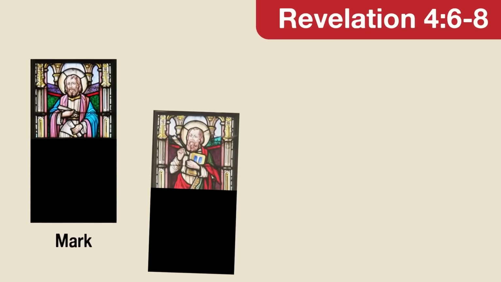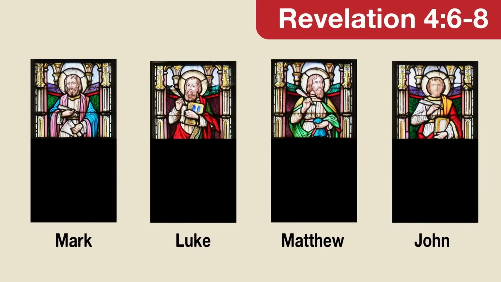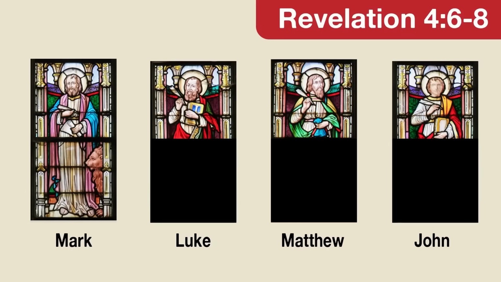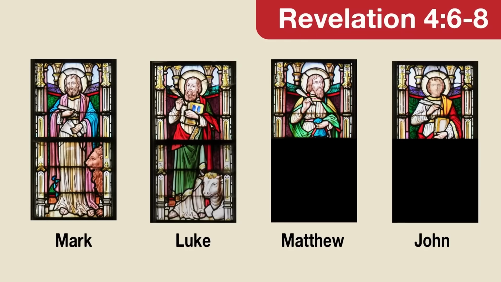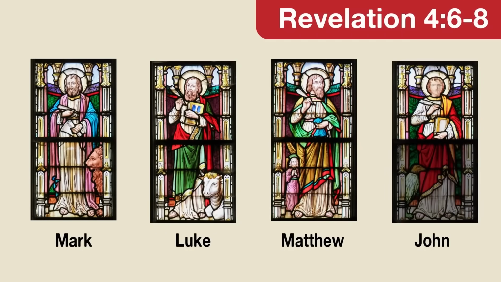Remember the stained glass images I used in the Gospels episode? Well, check out the full version of those images. Here you can see that Mark was associated with the lion, Luke with the ox, Matthew with the human, and John with the eagle. Okay, the last thing I want to talk about are the 4 horsemen of the apocalypse.